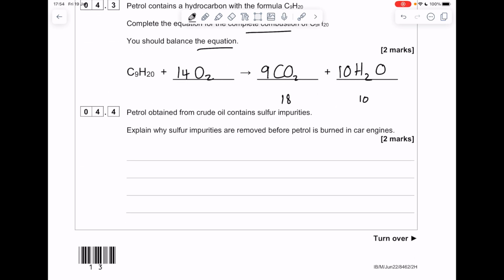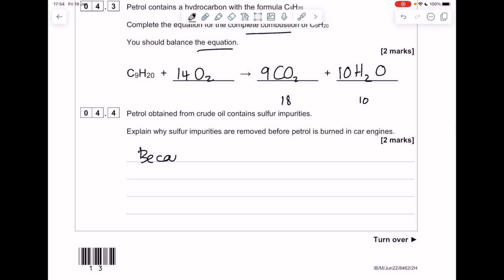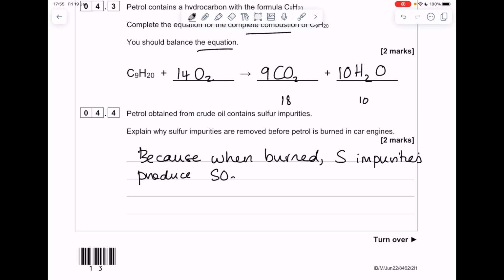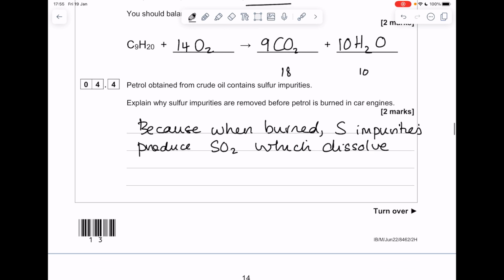Petrol obtained from crude oil contains sulfur impurities. Explain why sulfur impurities are removed before petrol is burned in car engines. Because when burnt, sulfur impurities produce the gas SO2, sulfur dioxide, which dissolves in rainwater, forming that dreaded acid rain.